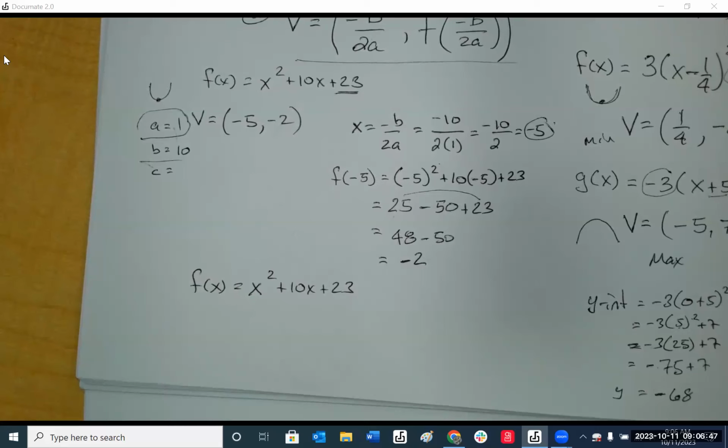I'll save you the time. It's not factorable. What times what is 23? When you add them, you get 10. 23 is a prime number. It's 1 and 23, so nothing. So we can't factor. We have to use another method.